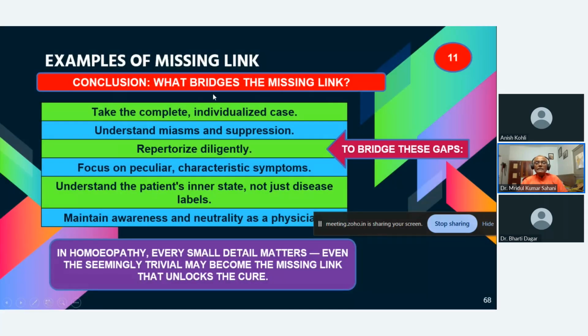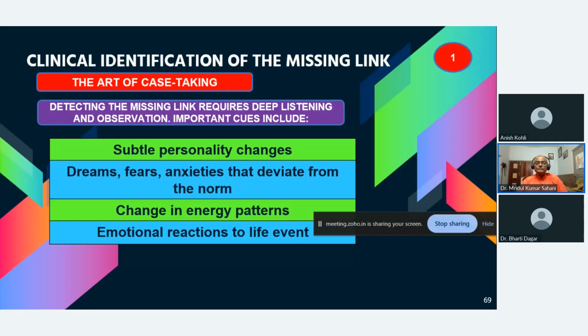So the conclusion is: take the complete, individualized case, understand the miasmatic suppression, repertorize diligently, focus on peculiar characteristic symptoms, understand the patient's inner state, not just the disease level, and maintain awareness and neutrality as a physician. In homeopathy, every small detail matters. Even the seemingly trivial may become the missing link that unlocks the cure. Now, I'm giving you some indications.